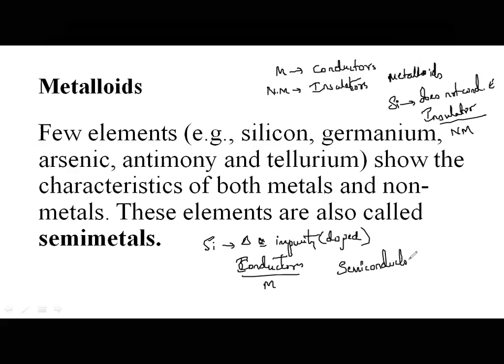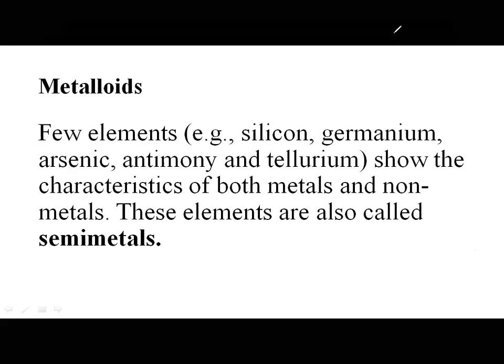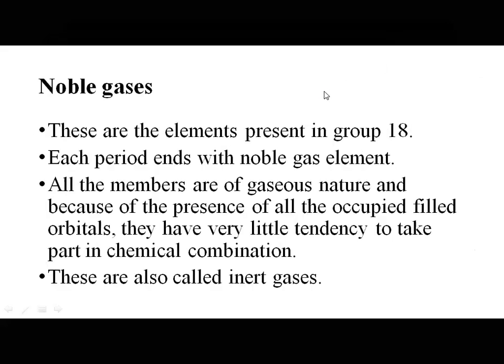They are called semiconductors. Best examples are silicon, germanium, arsenic, antimony, then tellurium. Even polonium also comes. These are the examples of metalloids.